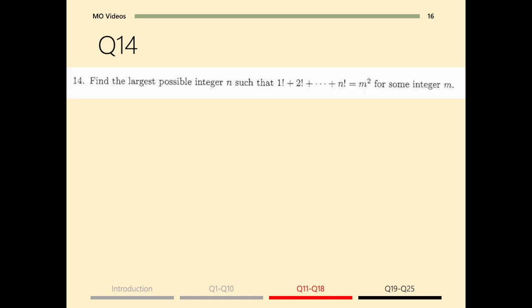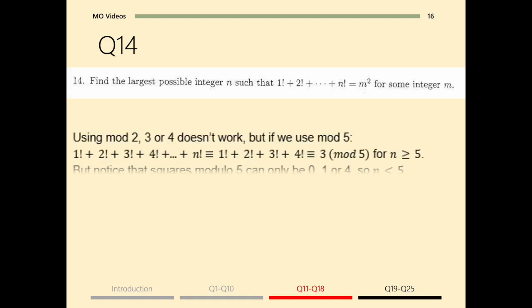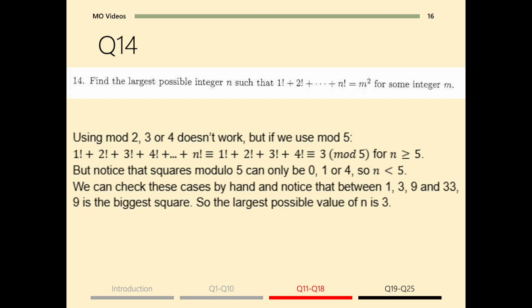Usually, when we have a sum of factorials, we try to take modulo something so that most of the terms will cancel out. In this case, mod 2, 3, and 4 turn out to not work, so next we try mod 5. If we take mod 5, everything past 5 factorial will be congruent to 0 mod 5. So for n more than or equal to 5, the left hand side will just be 1 factorial plus 2 factorial plus 3 factorial plus 4 factorial, which is congruent to 3 mod 5. But it is easy to see that squares mod 5 can only be 0, 1, or 4, so this is a contradiction, and n is less than 5.